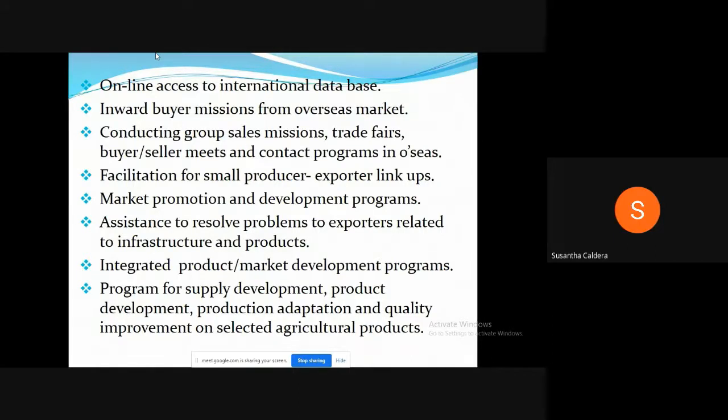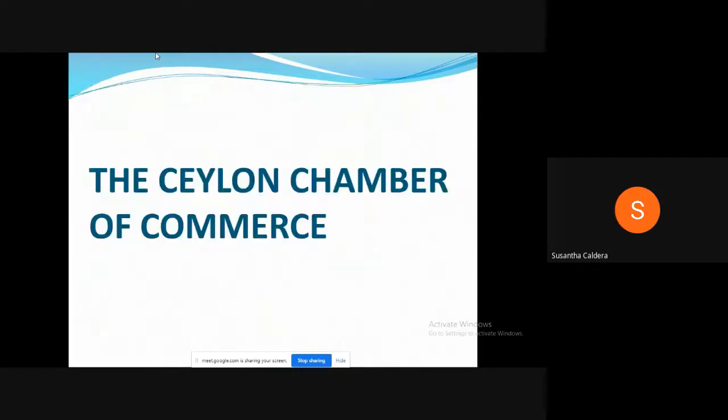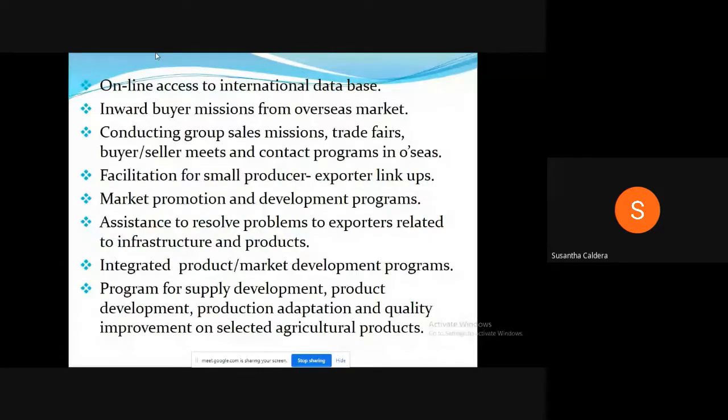Right? Facilitation for small producers, export link-ups and everything is there. But I am not sure how much they are doing this. I have a big question mark here. Well, either we can take more positive steps like entrepot trading and all. They can promote that among our exporters.